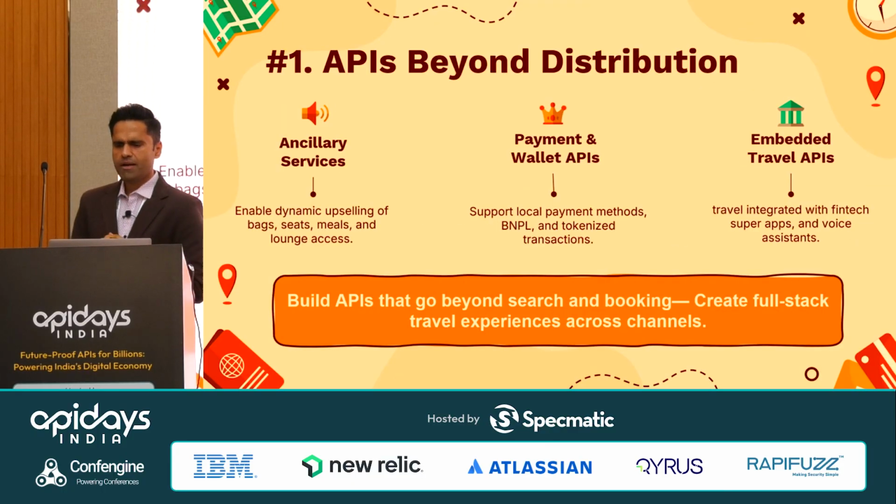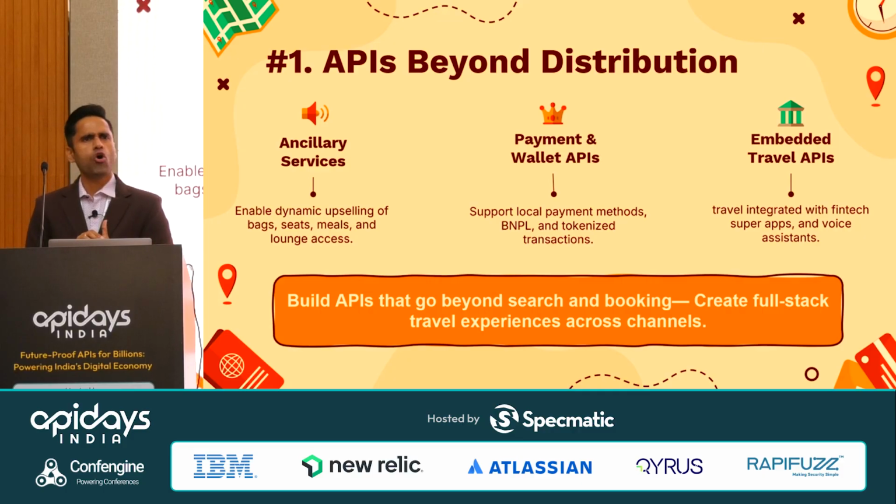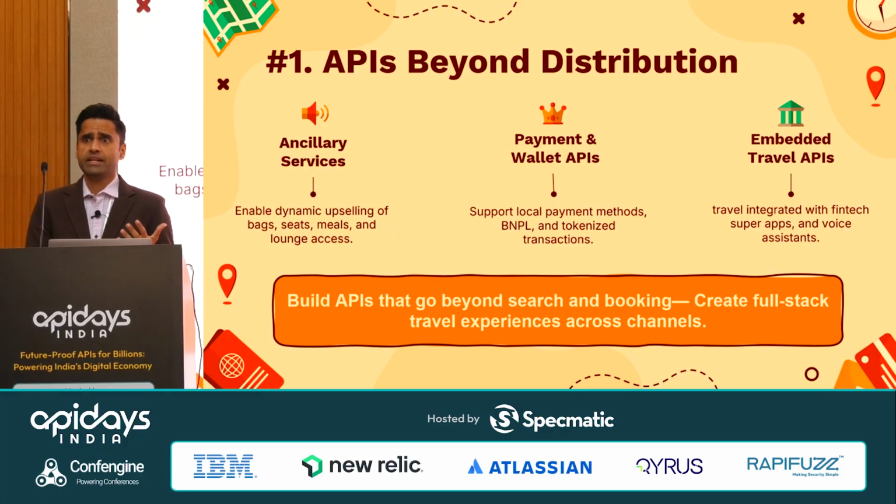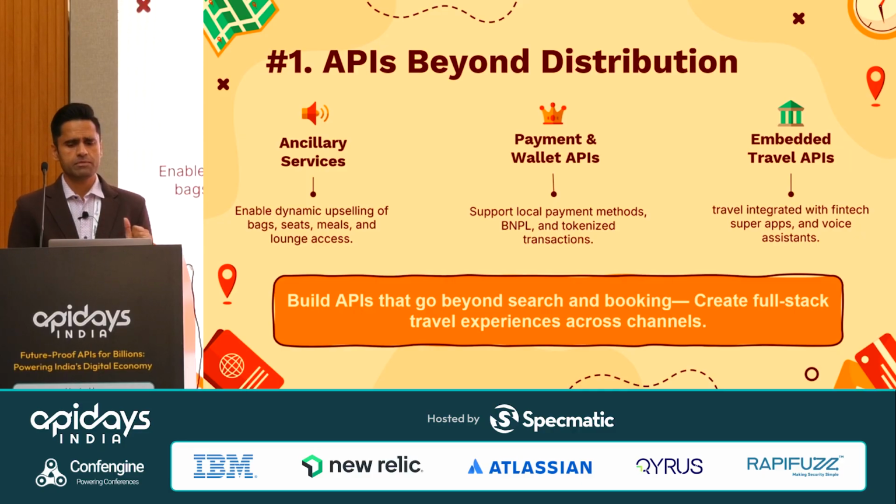So first is, we have to look at APIs beyond distribution. Right? So APIs in travel, their reach is expanding beyond search and beyond booking. APIs will have to enable dynamic upselling of extras. APIs have to think about different payment options, right? In India, people now prefer UPI, or you have a lot of local payments, buy now, pay later, and so forth. So you have to also make sure your booking API has support for some of these payment options.